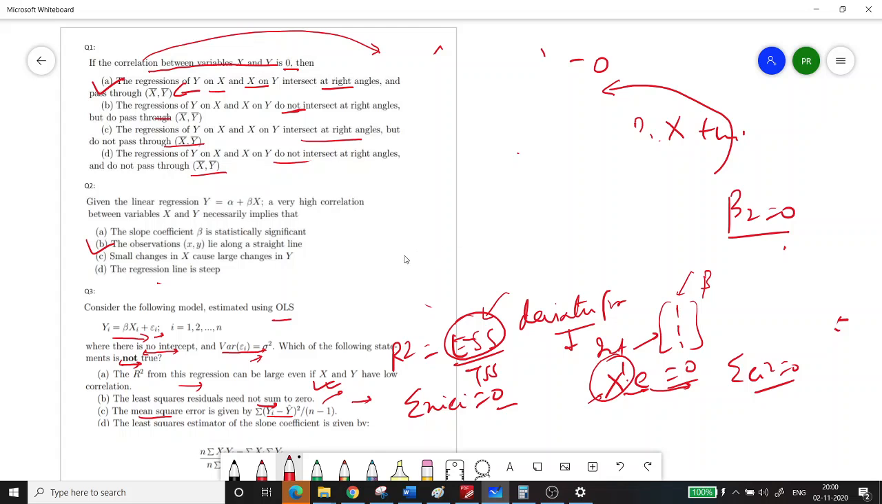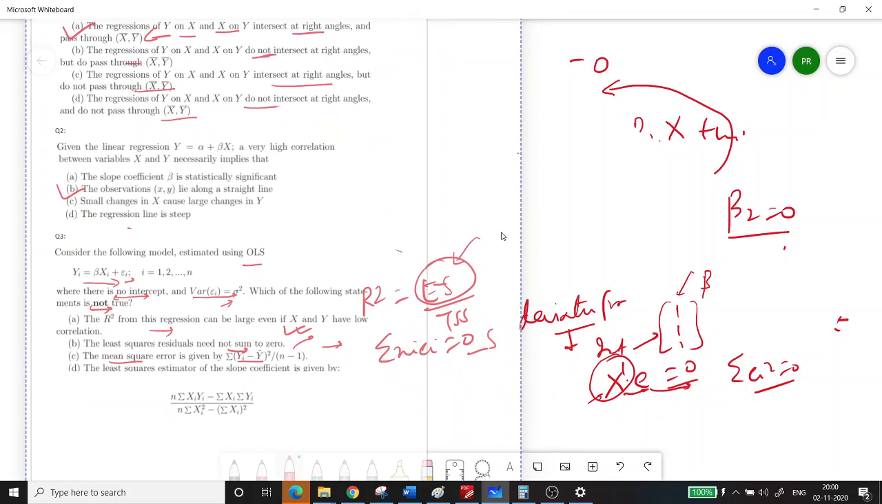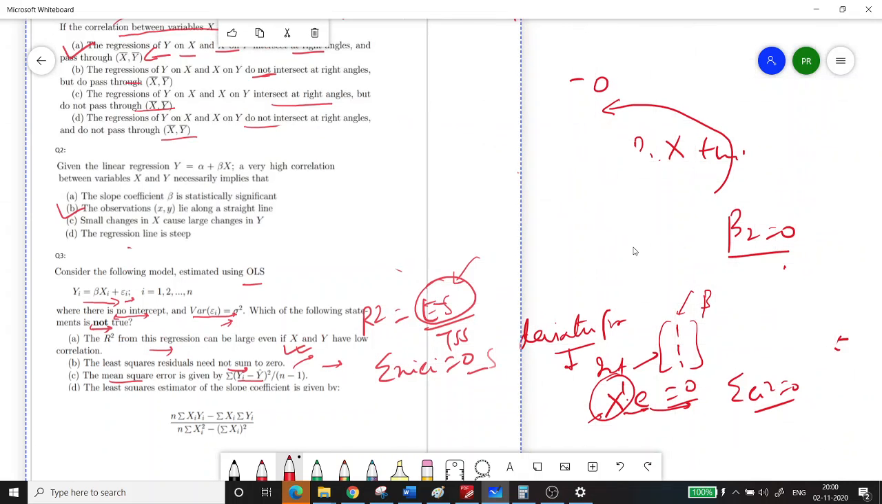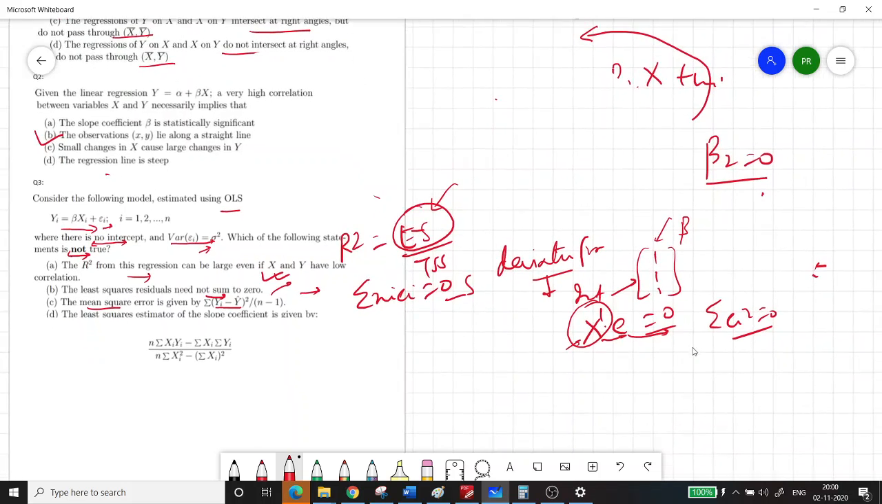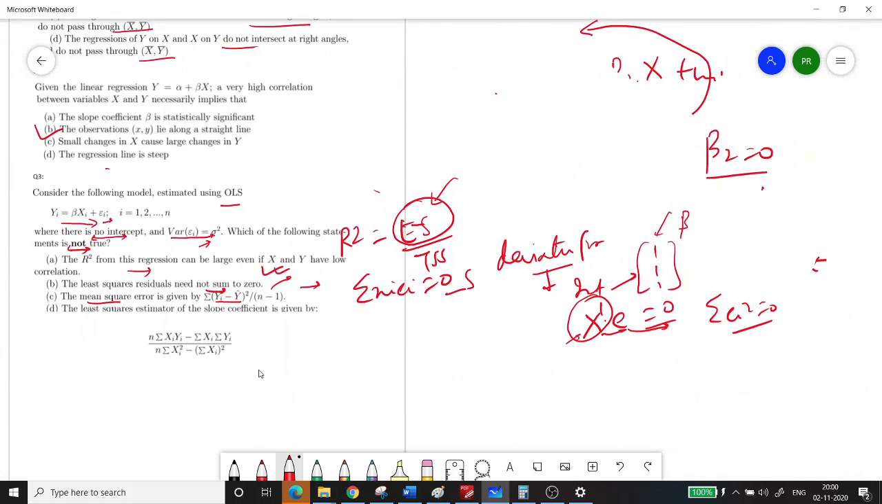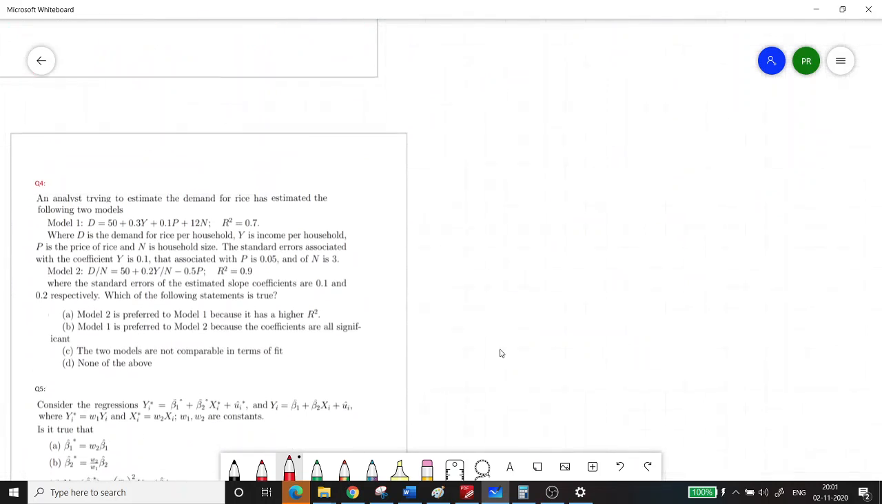So we are left with only the fourth option, and it says, just a minute. So it gives the least squares estimator of the slope coefficient is given by this term. Now you must understand this is the least square estimator expressed in raw forms, and this also supposes an intercept term present over there. So in this question, the statement which is not true is the least square estimator of the slope coefficient is given by this value.